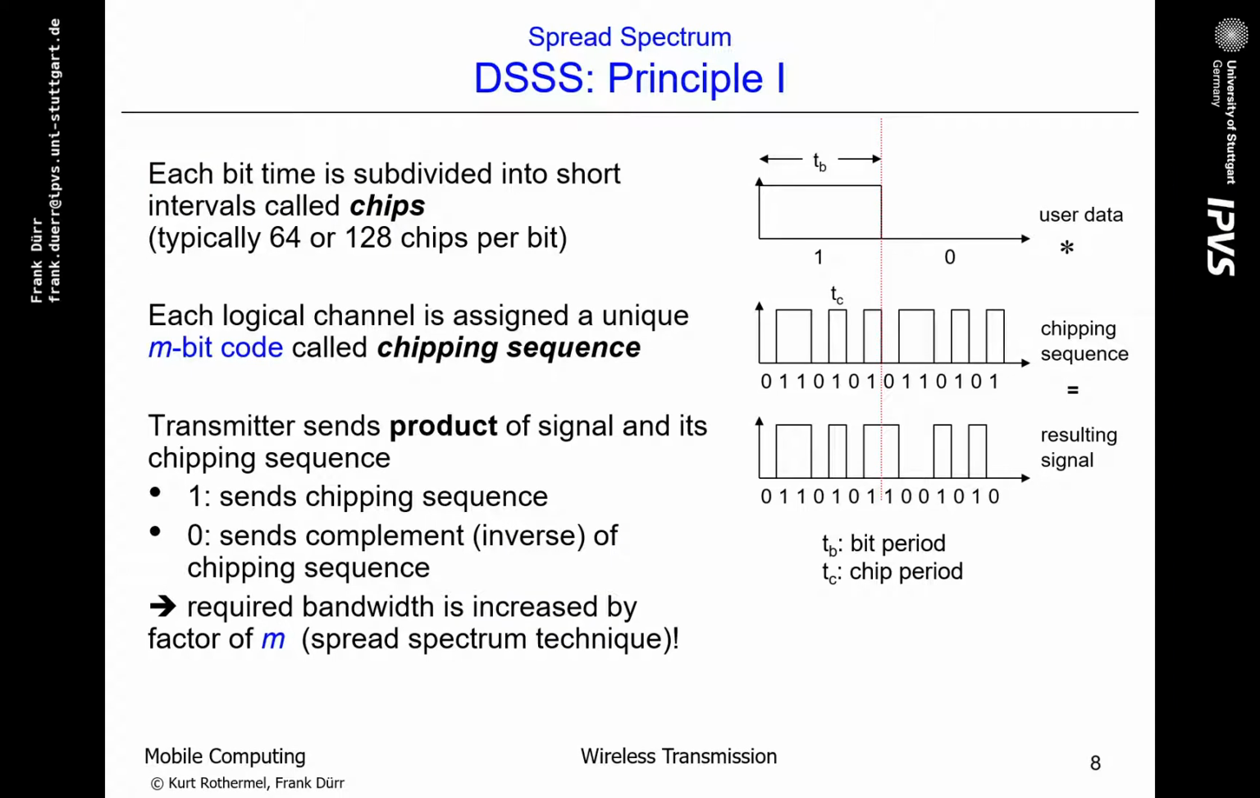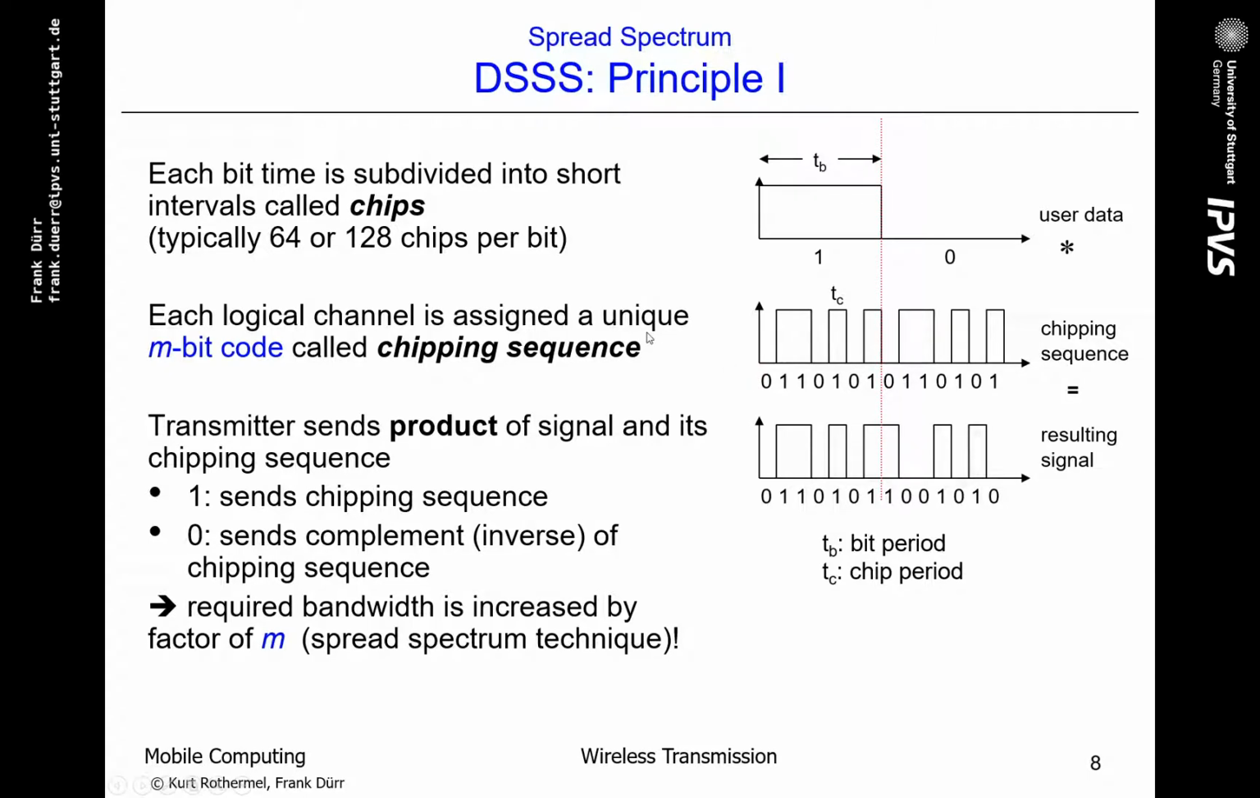Okay, so let's look at that process in more technical detail. In order to implement this direct sequence spread spectrum technology, we first of all need to assign a unique code to each sender. And that code we call the chipping sequence of that sender. So we need to assign a unique chipping sequence to each sender. For instance, here on the right hand side, we see a sender, and the sender has been assigned a chipping sequence 0, 1, 1, 0, 1, 0, 1. So this is the chipping sequence of that particular sender, which is at the same time the unique code of that sender.